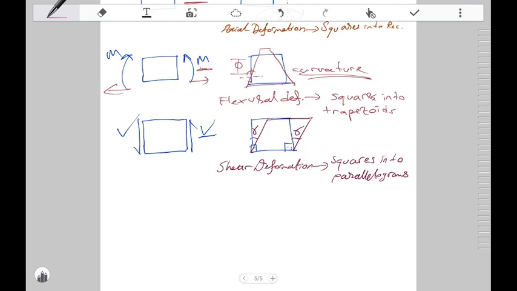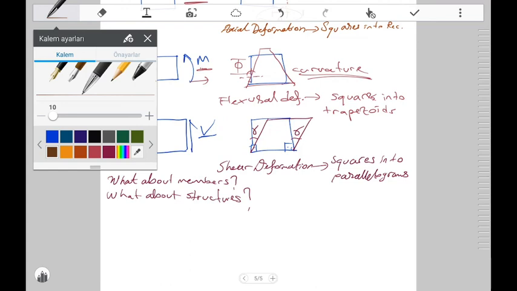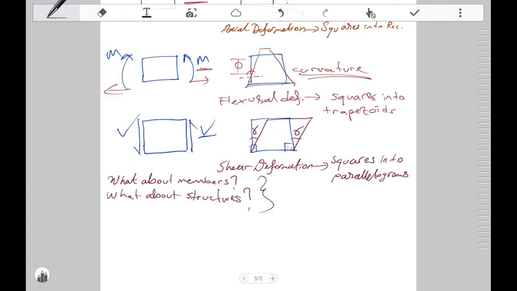Alright, now for an infinitesimal element, we can determine how a force, whether axial or moment, changes its shape, but what about the member? And also, what about the structures? We briefly talk about the strength of materials course, actually, but that's the topic of structural analysis.